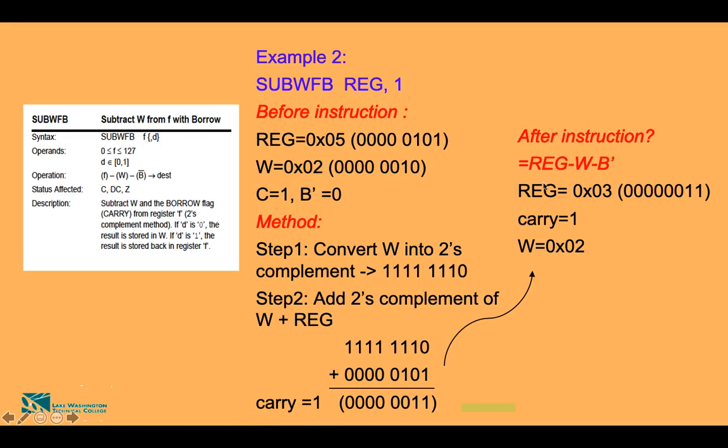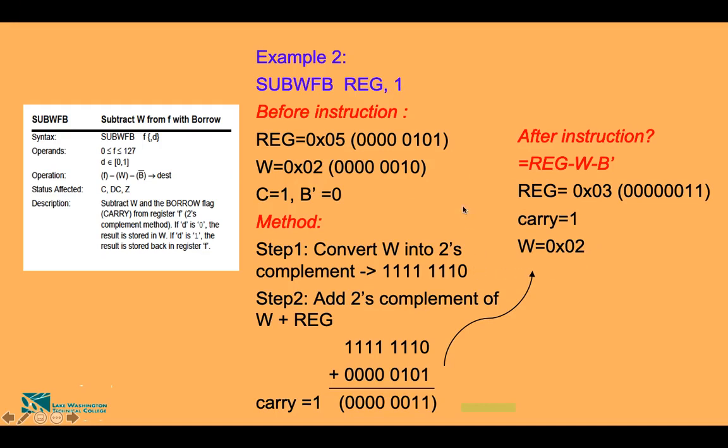So what will be the result after instruction? After executing this command, you will get this result. Your result is this, which is 0x03, and this is going to be stored in the reg file register. And there is a carry, so that's why carry is equal to 1. And your working register, which is W, is going to have the same value, because we have set d as 1, so it's going to store it into the file register, and the working register is going to have the same value.